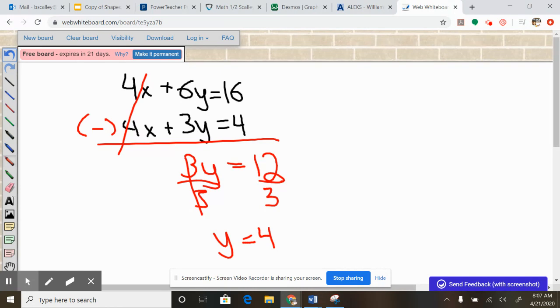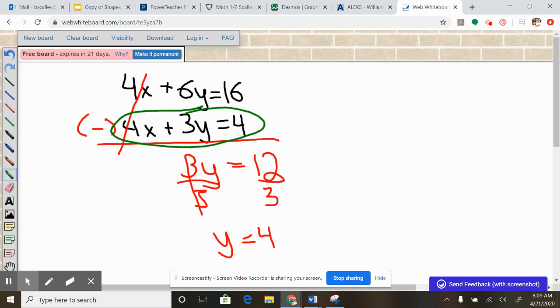Now, just like yesterday, that is only one of my two answers. I need the x value also. All right, so in order to get the other answer, the x value, I'm going to take the fact that I know y is 4, and I can plug it into one of these original equations. I'm going to take the bottom one.